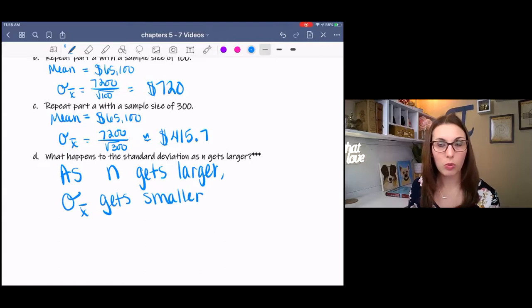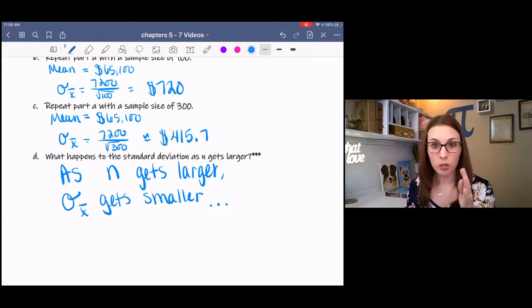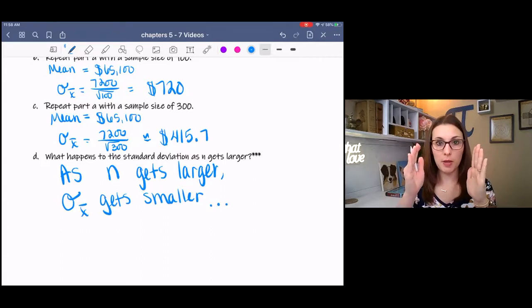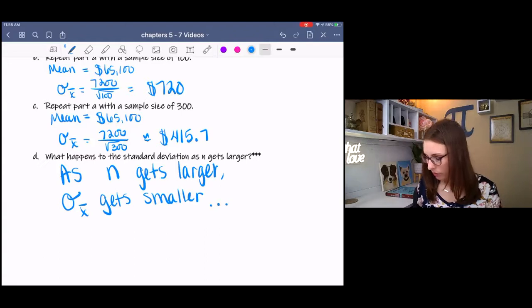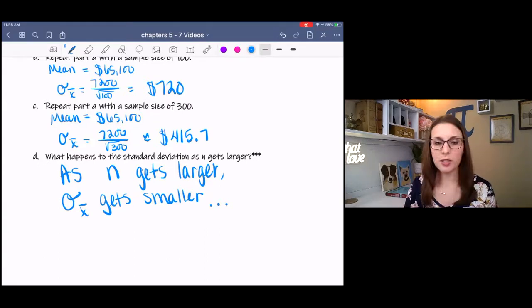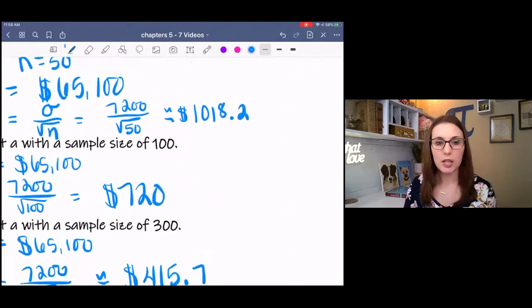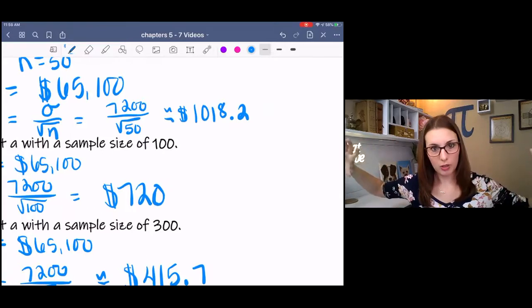So what does that indicate? Let's think for a minute about a normal distribution. In our normal distribution, we have our mean in the middle, and on the outside of the mean, we have 1 standard deviation above, 1 standard deviation below, 2, 3, and so on. So if 1 standard deviation is $1,000, the mean's in the middle, 65,000, and each standard deviation is $1,000, it's going to be kind of spread out.